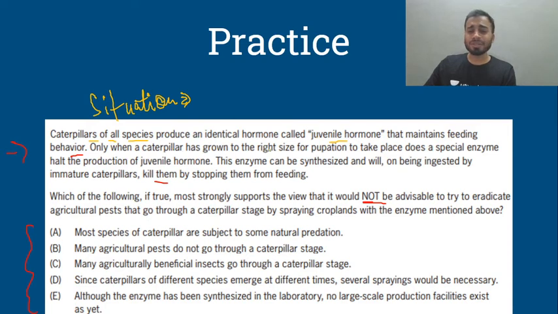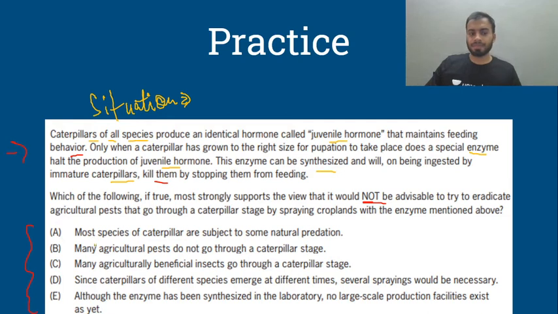Only when a caterpillar has grown to the right size, they start secreting a special enzyme, because of which the production of juvenile hormone stops, after which the caterpillars stop feeding. Now they are saying that such an enzyme can be synthesized in a lab, and if we spray it, then it will kill those caterpillars because it will stop them from feeding. So if the caterpillars cannot feed, they are not eating, that means they will go hungry, and that means they'll die. Now, which of these options tells us that we should not be doing this?